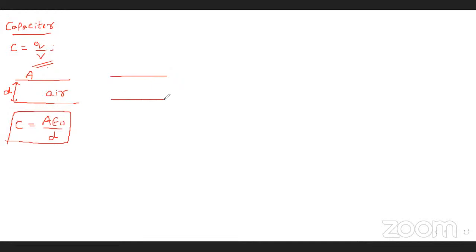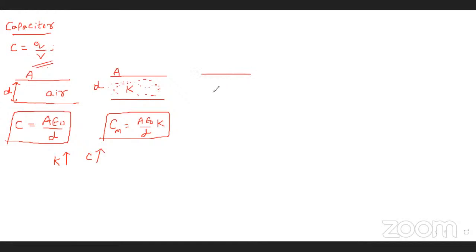Suppose if I fill with some dielectric constant K instead of air, I'm going to fill with dielectric constant K. Separation is the same, area A is the same. What is the formula for this? A epsilon R divided by D. Very good. A epsilon naught by D into that K. So if we put a dielectric constant, what happens to the capacitance? Increases. Good.